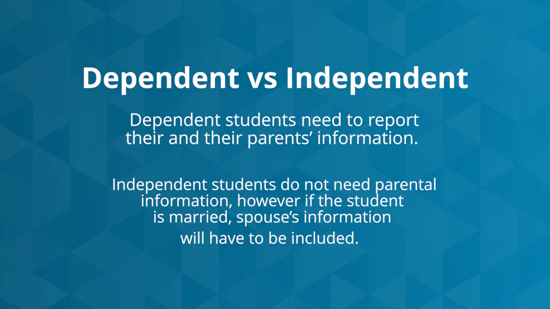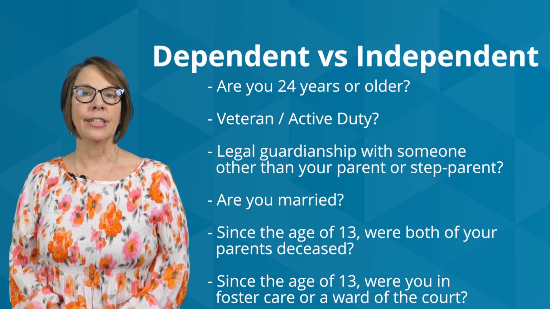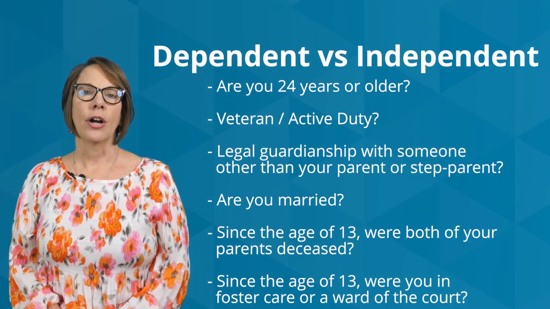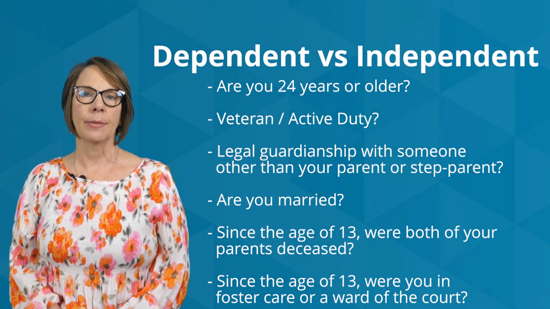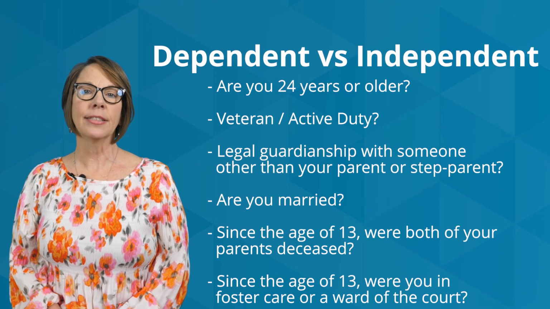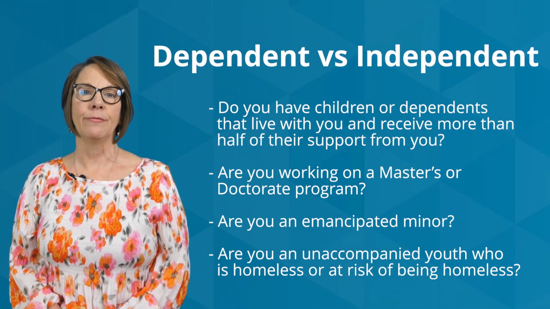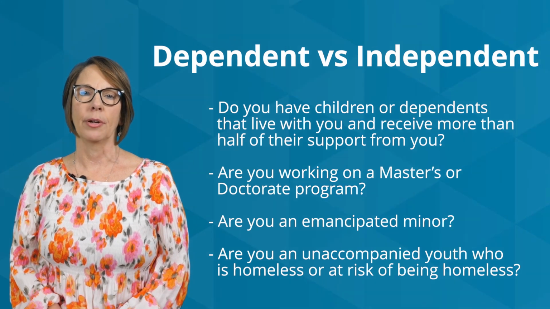So how do you know if you're a dependent student or an independent student? In the personal circumstances section of the FAFSA is where you will find these questions to help determine your dependency status. They're going to ask you, are you 24 years or older? Are you a veteran, or are you currently serving on active duty? Are you in court-ordered legal guardianship with someone other than your parent or step-parent? Are you married? Since the age of 13, were both of your parents deceased? Were you in foster care, or were you a ward of the court? Do you have children or dependents that live with you and receive more than half of their support from you?